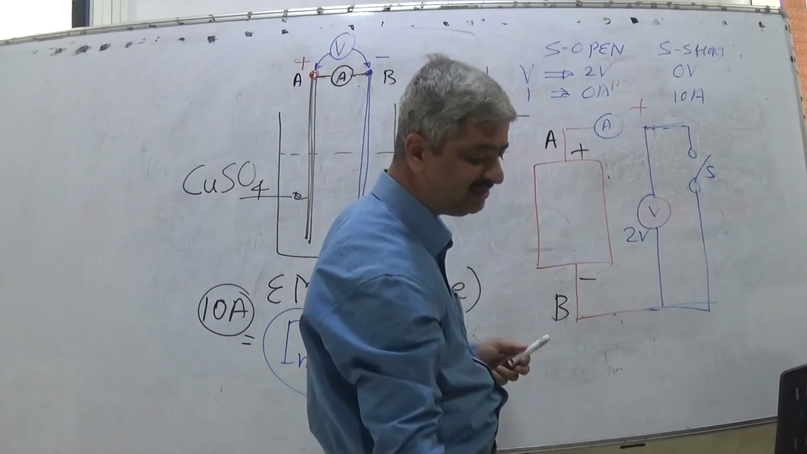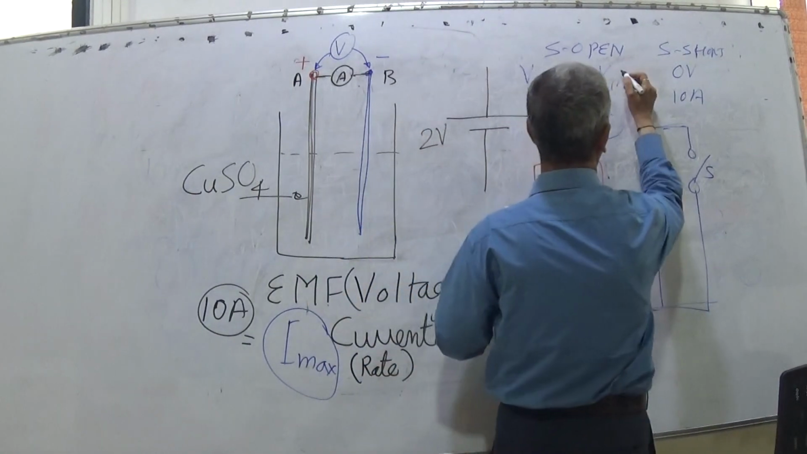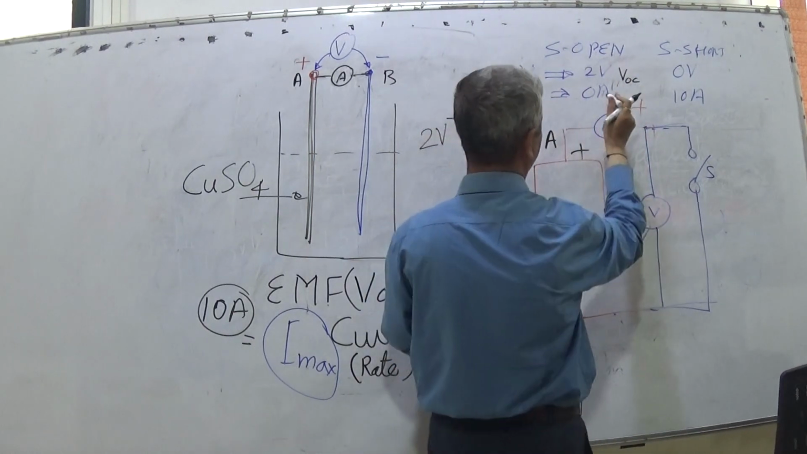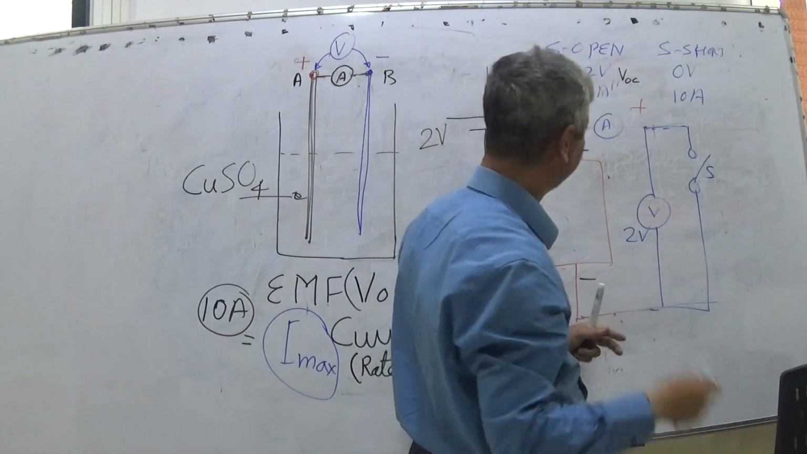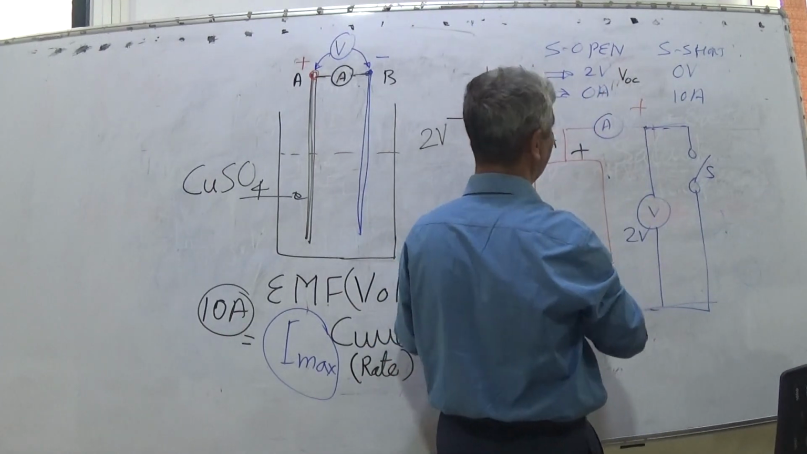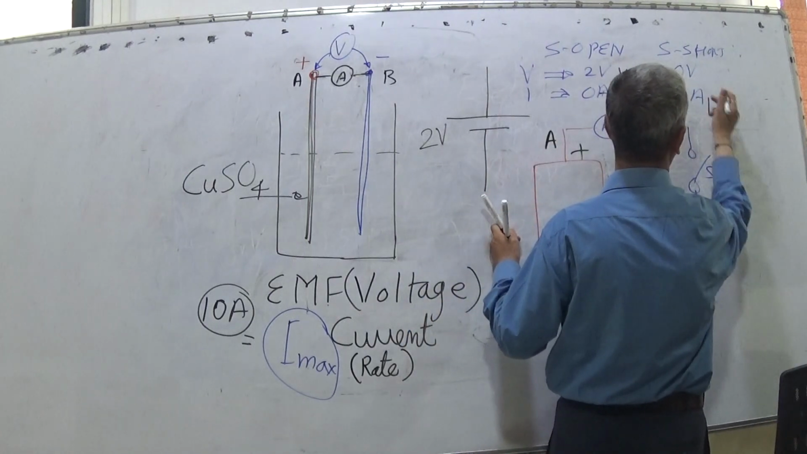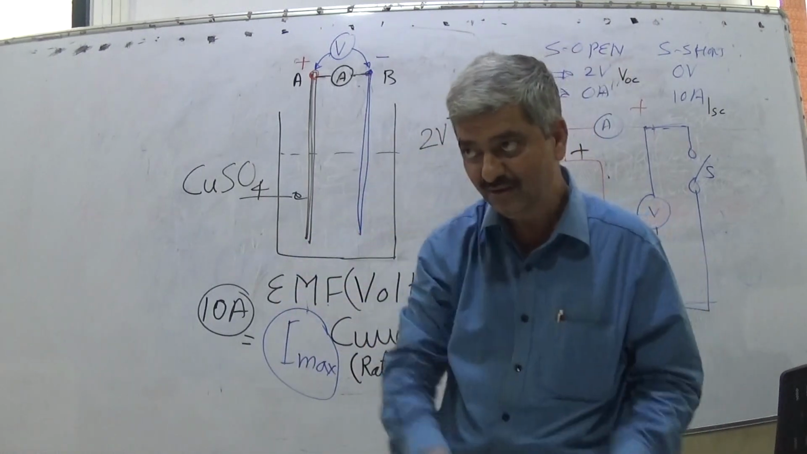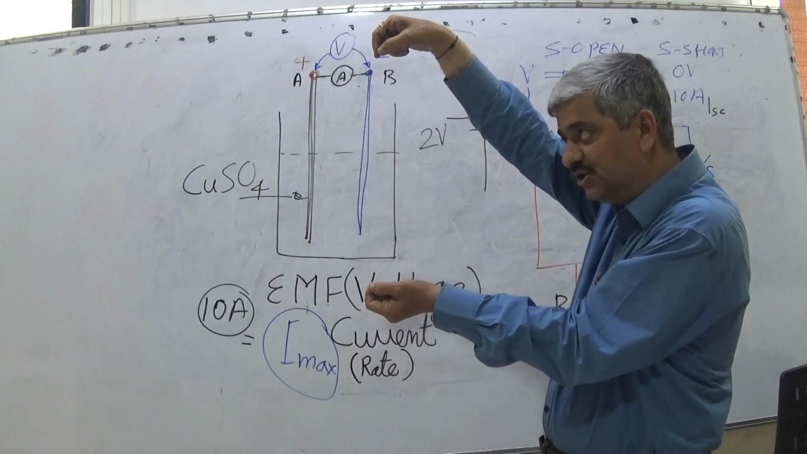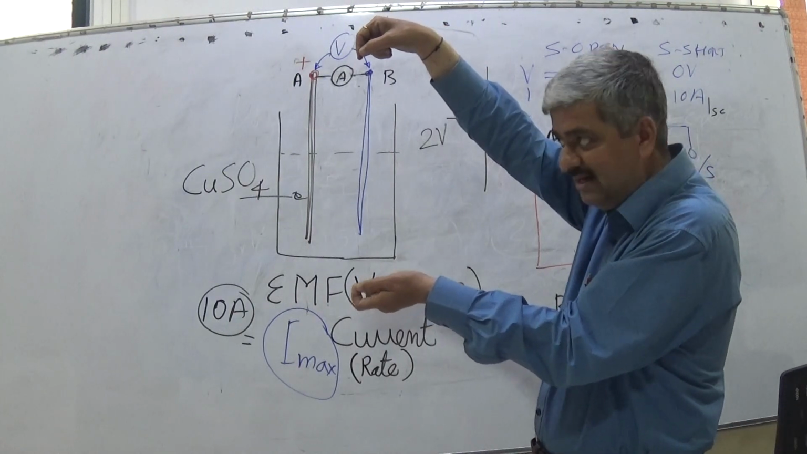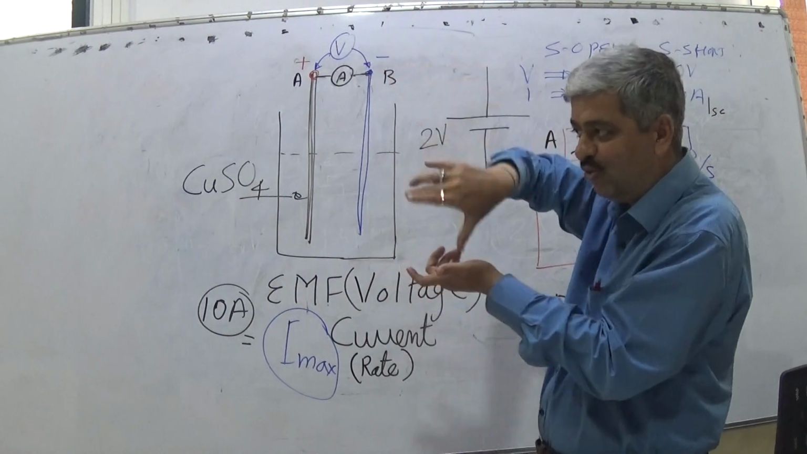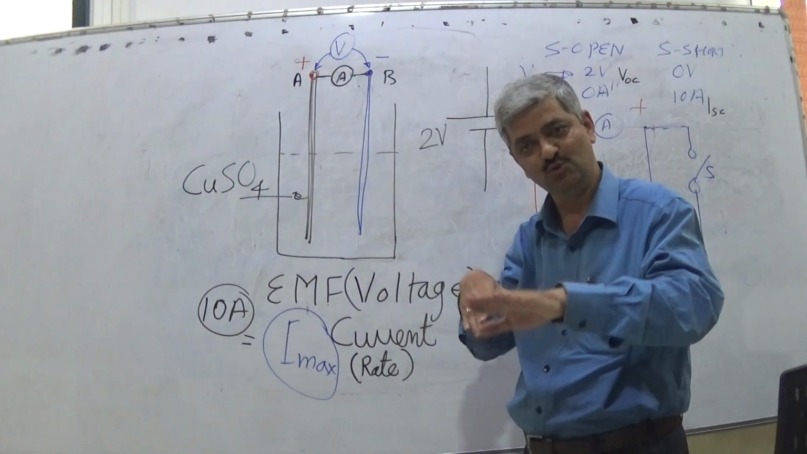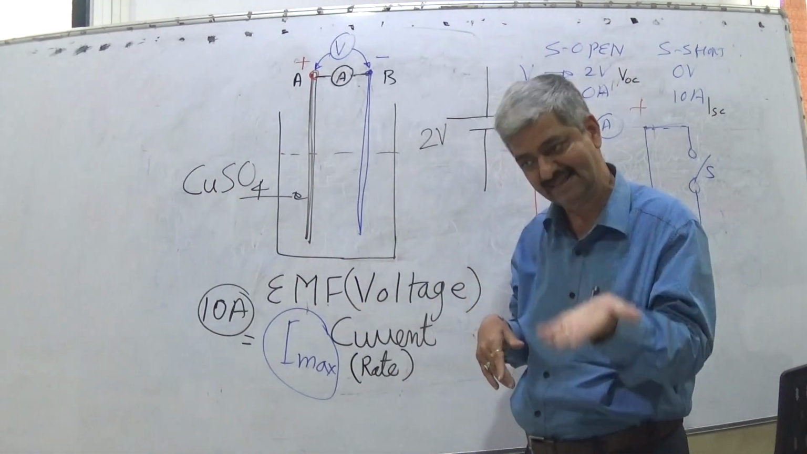So this is called the open circuit voltage, VOC. At that time, the open circuit current is obviously 0. And this is called the short circuit current, ISC. At that time, the voltage is obviously 0. So between A and B, I see that if there is no current, I get 2 volts. If there is no voltage, I get 10 amperes. So open circuit voltage is 2 volts, short circuit current is 10 amperes.